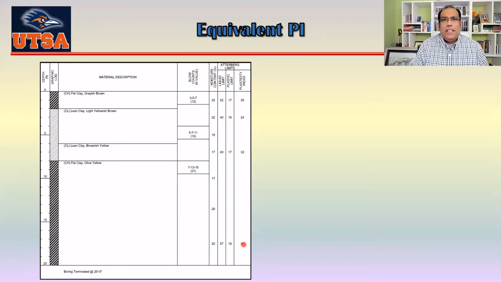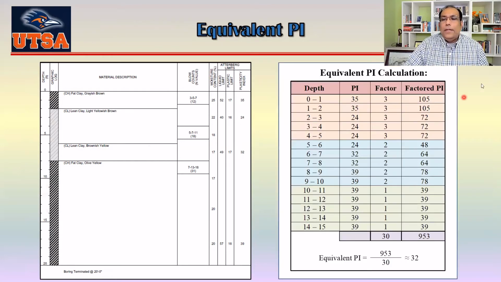But in most cases, it's a requirement that you have to go at least 20 feet for any residential or light commercial building, okay? So most of the time they usually go for 20 feet, but for the WRI method, we don't need that far. We actually need up to 15 feet. So I'm going to show you how to find the equivalent PI based on this chart here, okay? So that's your equivalent PI calculation.